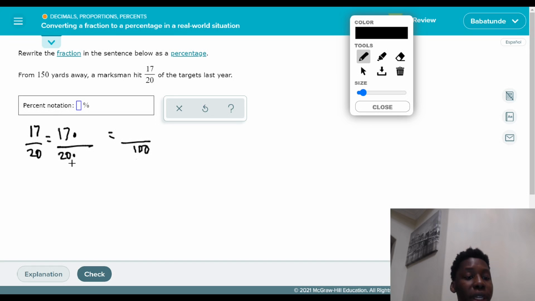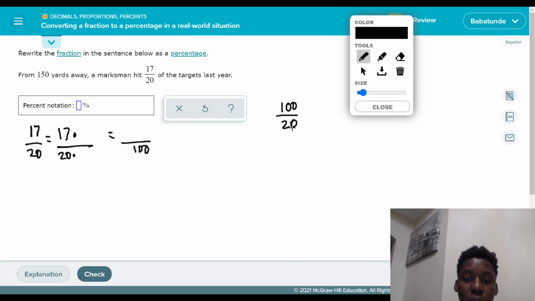Because remember, we need the bottom part of the fraction, which is 20, to be equal to 100. So basically, we're going to ask ourselves, what can I multiply by 20 to get 100? And when we find that number, we're going to have to multiply the bottom and the top by the number. An easy way to do that is just by dividing 100 by whatever is at the bottom. So this is 100 divided by 20.